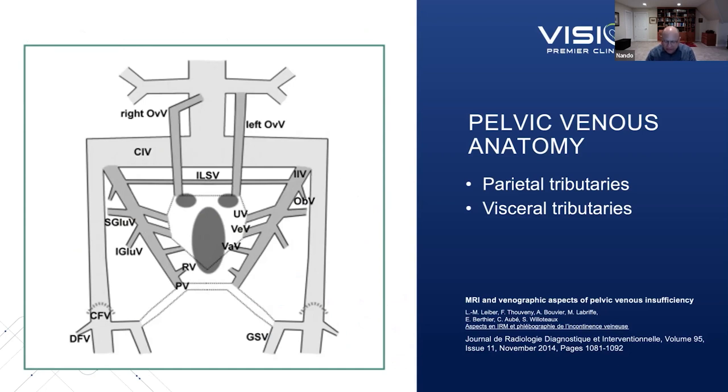The complexity of the pelvic venous anatomy is evident in this simplified schematic. Note the gonadal veins draining separately into the IVC and left renal vein. Note the complexity of the internal iliac vein branches, and the communication of the pelvic veins to the lower extremities.